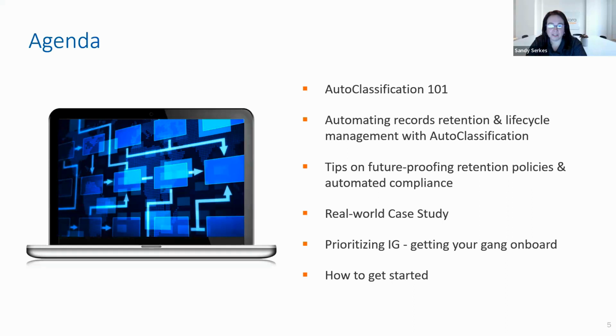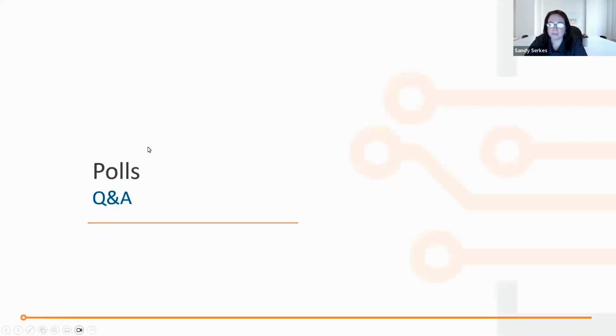And the big one, which I really like to hear, is the real-world case study. We're going to go through how a business used auto classification and the results that they saw from it for their use case. We're going to go through prioritizing IG, and I know there's a few folks on the call who have a challenge with this: how to get the rest of the organization on board and realize the importance of getting your data house and repository in order, and then how one would get started approaching an auto classification project within your organization.